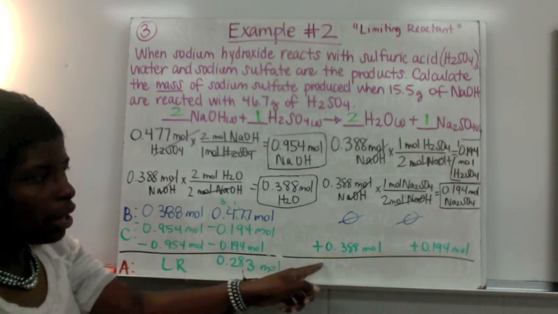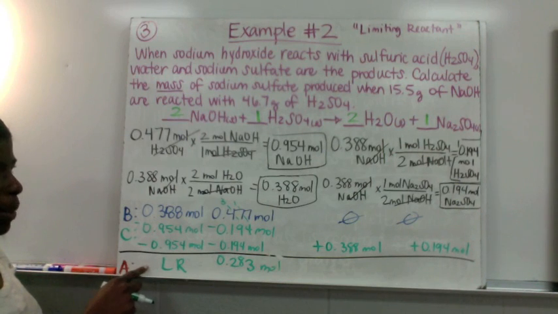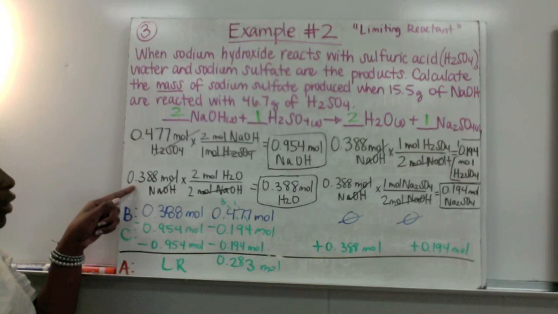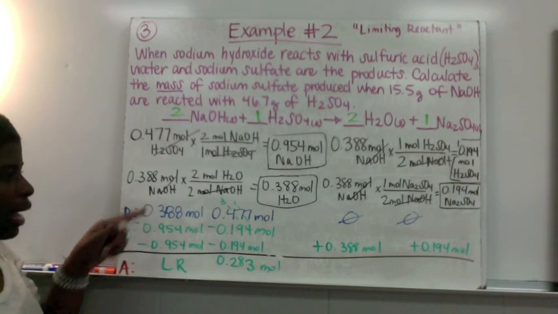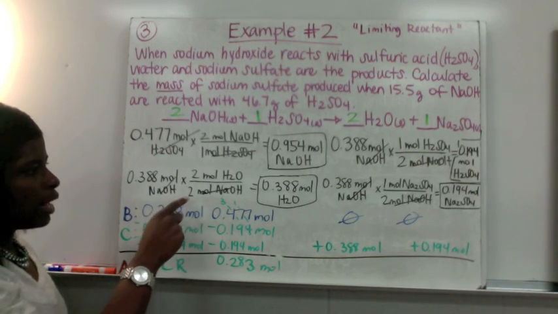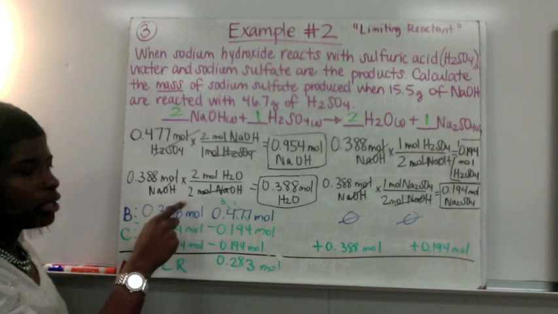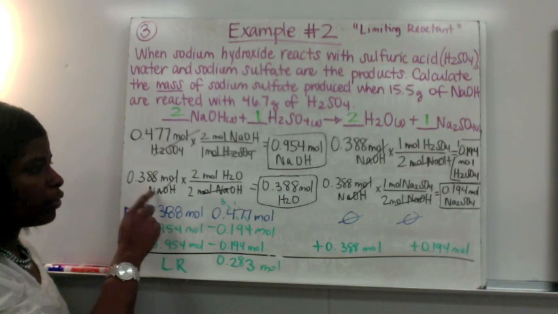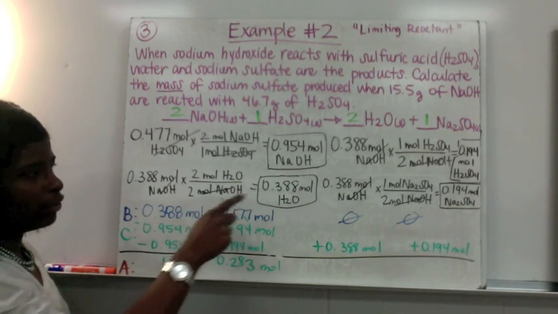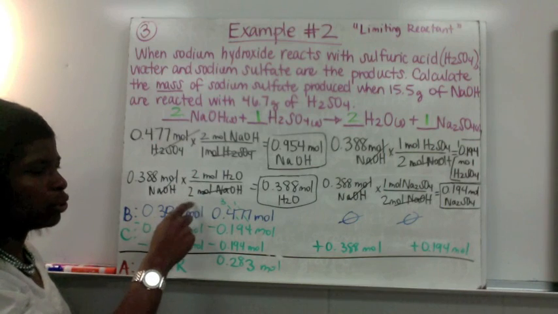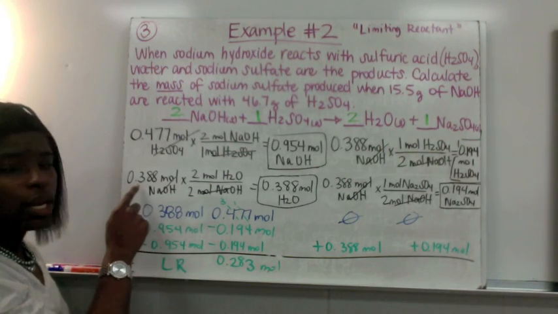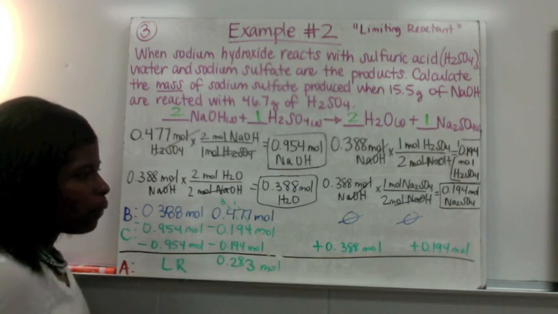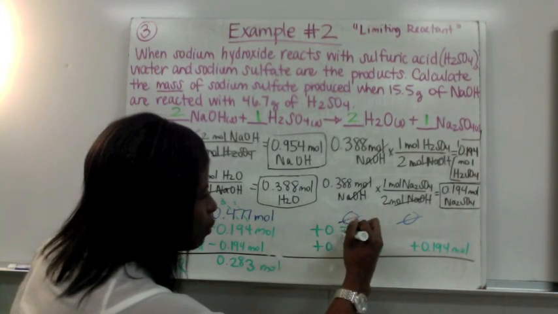Now we need to do our products by using our limited reactant amount. So if you go back to what your before was, we're going to do 0.388 moles of sodium hydroxide because that was our limited reactant. You're going to set up your ratio of moles of water to moles of sodium hydroxide, so 2 to 2. So 0.388 times 2 divided by 2 gives you 0.388. Remember, 2 to 2 reduces to 1, so you're just multiplying 0.388 by 1. So you get 0.388 moles of water. That is positive because you're making that.